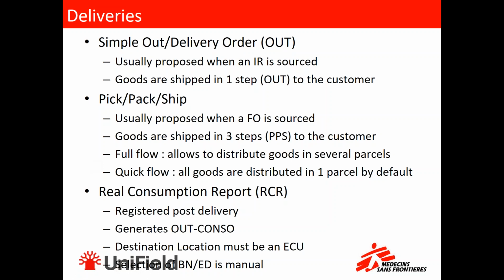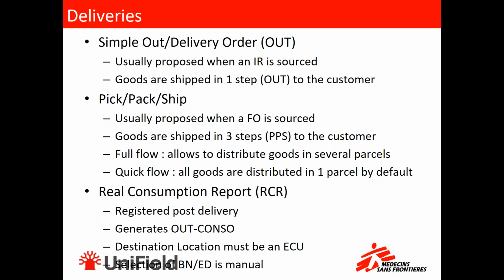The real consumption report then? What's that all about? It's something which is less used than the other one, but I still wanted to mention it here because it's a way to do delivery. With the two previous ways, Unifield will suggest the goods that you have to pick, especially the batch numbers. While here, it's a delivery that you register post-delivery, meaning after the actual delivery of the goods. Basically, you take things out of the stock.